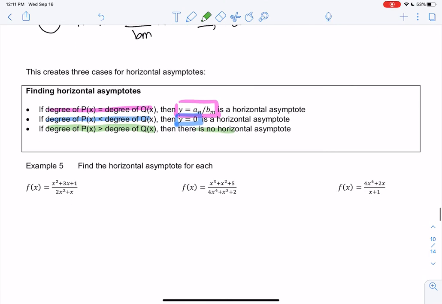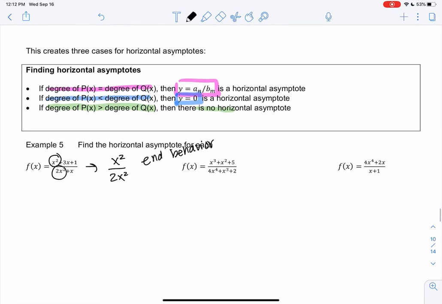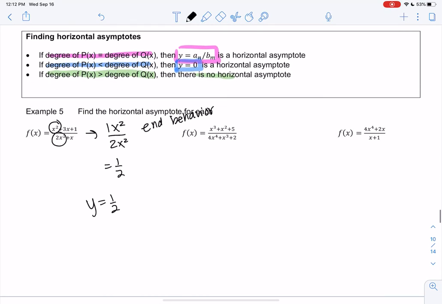So let's just look at asymptotes for each. What I like to do is circle the leading terms. So leading terms tell us end behavior. So this function, as x goes to infinity, would be approaching x squared over 2x squared. Right, this is end behavior. That's why I'm using an arrow and not an equal sign. And so then what do we get? We get 1/2. So y equals 1/2 is my horizontal asymptote.